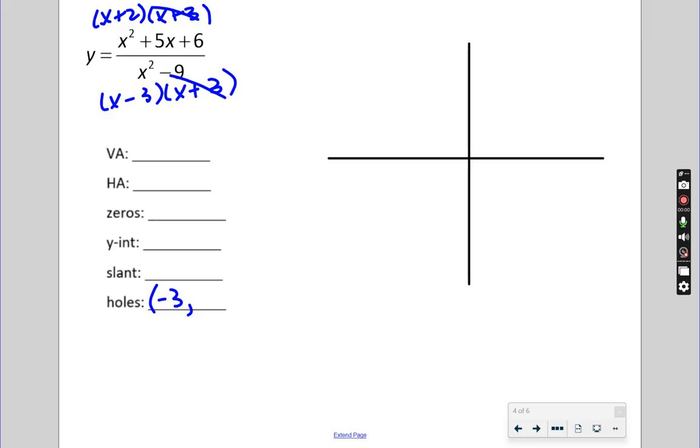How do I get the y value? Plug it into, I'm going to rewrite this, x plus 2 over x minus 3. What is that when we plug in -3? 1/6. Okay, so 1, 2, 3, up just a little bit.